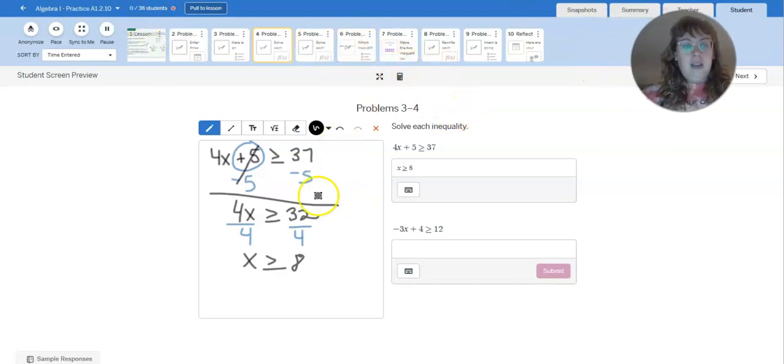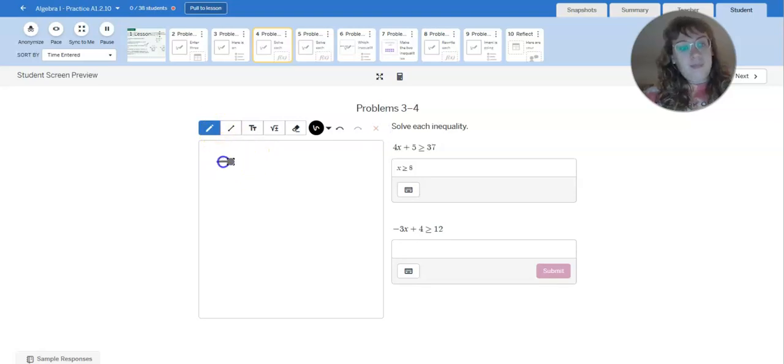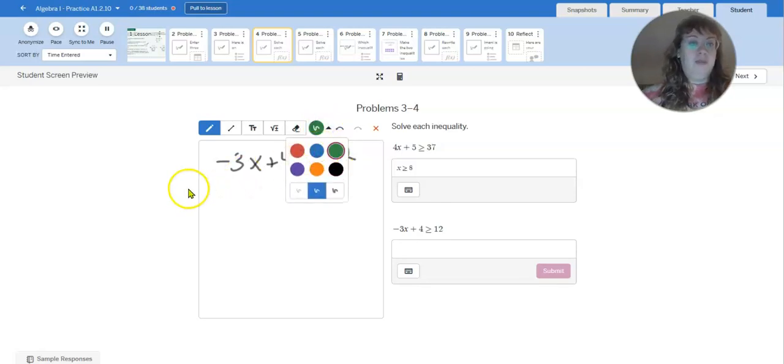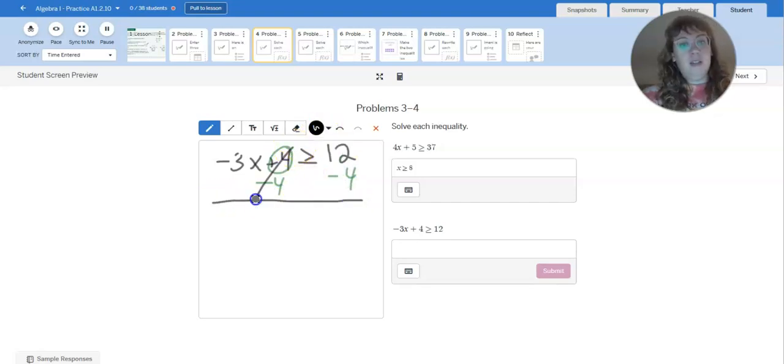Okay. I'm going to clear my board here and look at the second problem, which is negative 3x plus 4 is greater than or equal to 12. So to move this plus 4, we're going to subtract 4 on both sides. And then we get negative 3x is greater than or equal to 12 minus 4, which is 8.